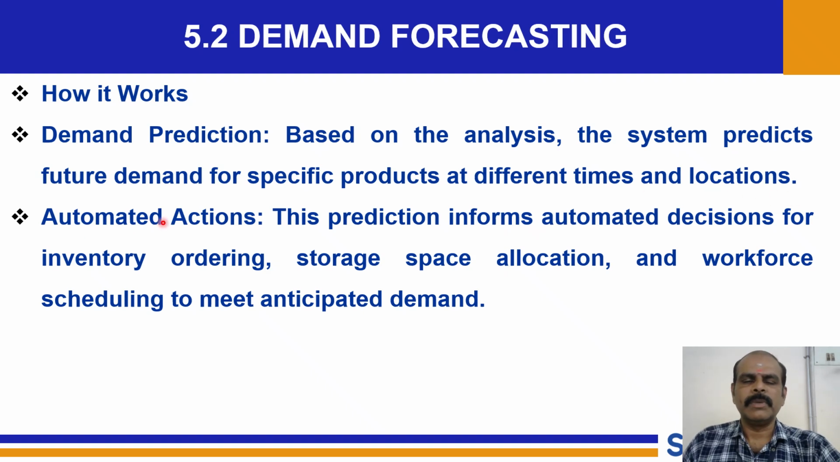Then the fourth step is automated actions. This prediction informs automated decisions on inventory ordering, storage space allocation, and workforce scheduling to meet anticipated demand. So we know that for the next fortnight there is no demand, but from then onwards there is going to be a surge in the demand. We can plan all such inventories. If at all you get excessive goods, we know what our capacity is, we know what volume we can accommodate. So it goes on to the next higher level. Where do we accommodate? All such thought processes can be considered.